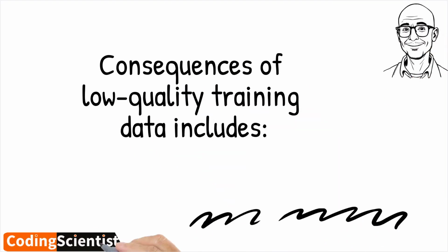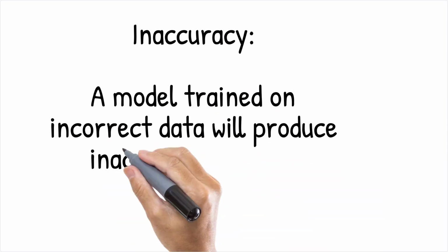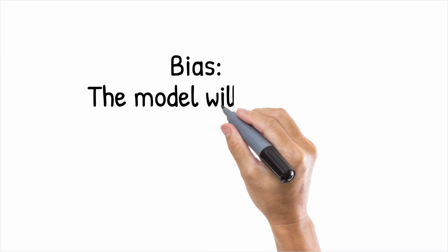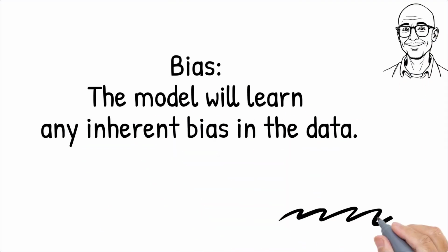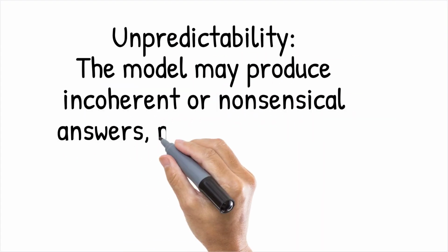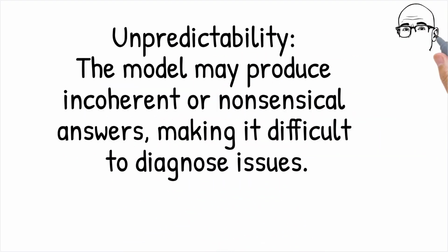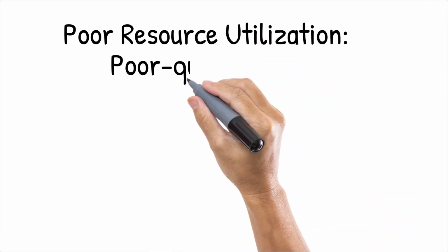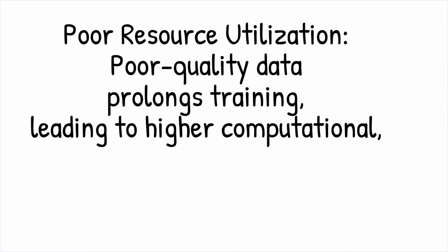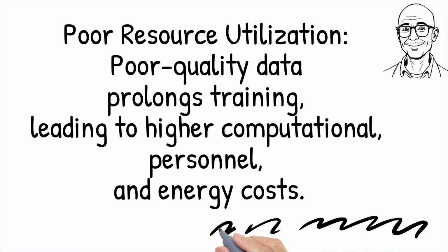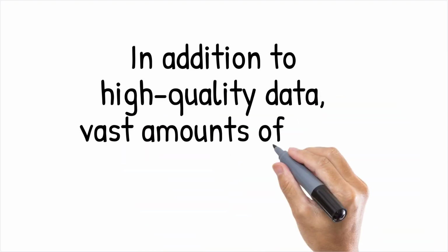Consequences of low-quality training data include inaccuracy. A model trained on incorrect data will produce inaccurate answers. Bias. The model will learn any inherent bias in the data. Unpredictability. The model may produce incoherent or nonsensical answers, making it difficult to diagnose issues. Poor resource utilization. Poor quality data prolongs training, leading to higher computational, personnel, and energy costs.